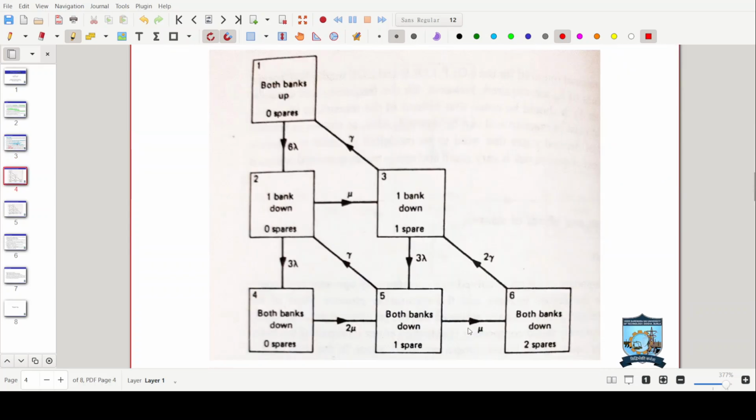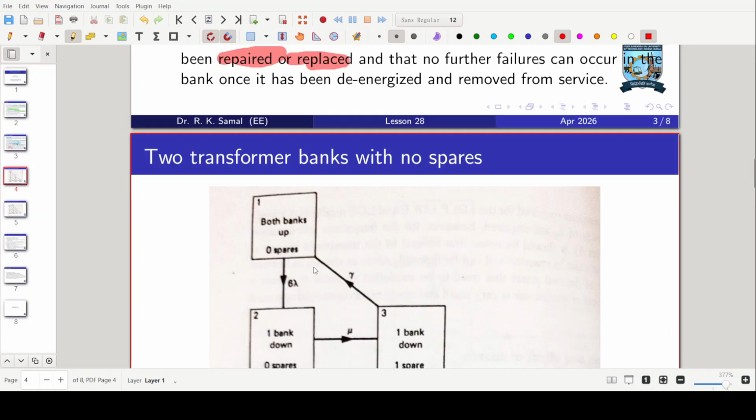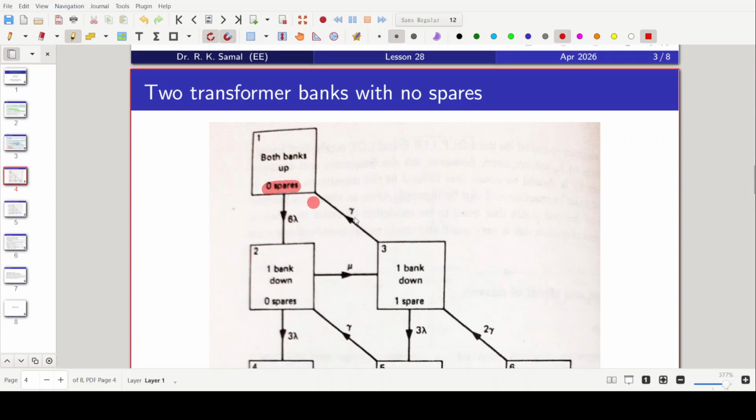So this is from the reliability book. I have taken this from the reliability book. As you see here, this is one such state space diagram. The state 1 means both banks up, no spare. Now one bank down, state 3, that means you provide one spare, you install it with installation rate gamma, so that you have no spares and both banks up. Similarly here, one bank down, no spares. So in this case, the complete transformer system is down.